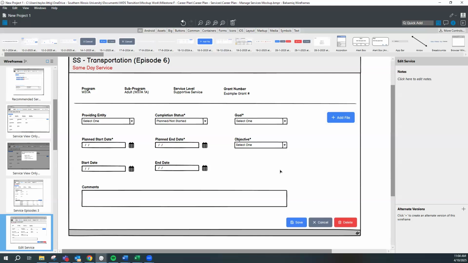Any questions on how to edit services and the deletion piece? Do you guys like the idea of being able to delete services if they were added in error? Or anything like that?